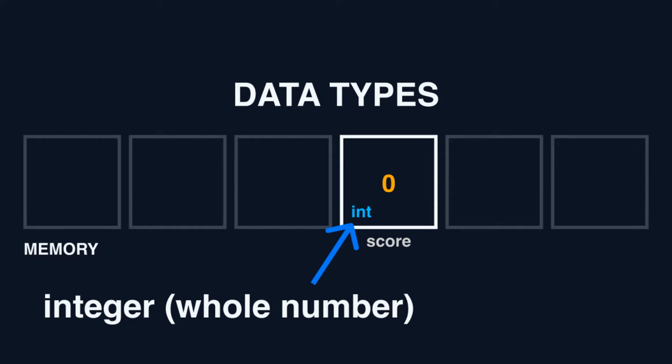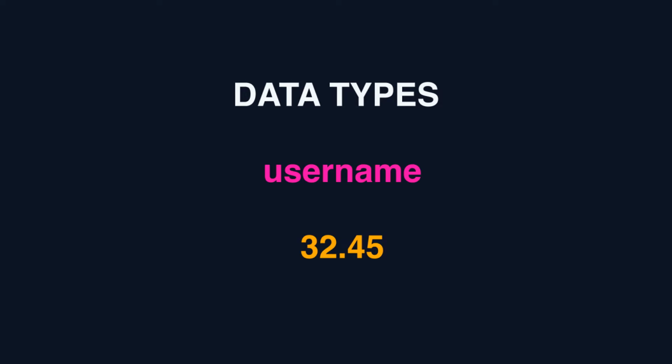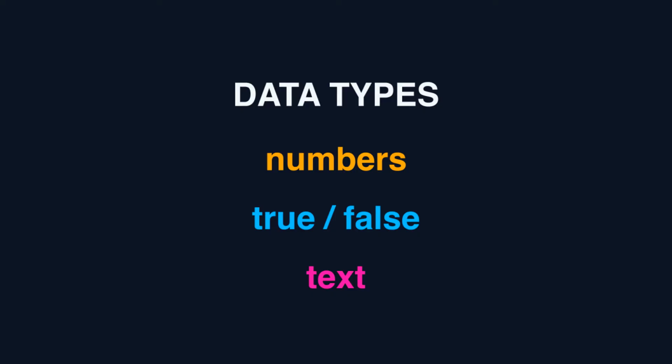But imagine that besides the score, we also want to keep track of the game duration and the player username. Now we would need to store values of type text and decimal numbers. So we need some more data types. To keep this simple, we'll divide it into three main types: numbers, true or false, and text values.